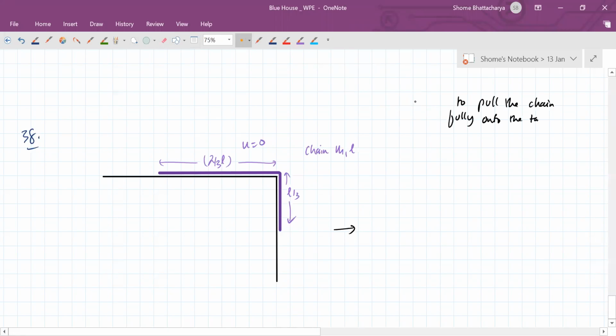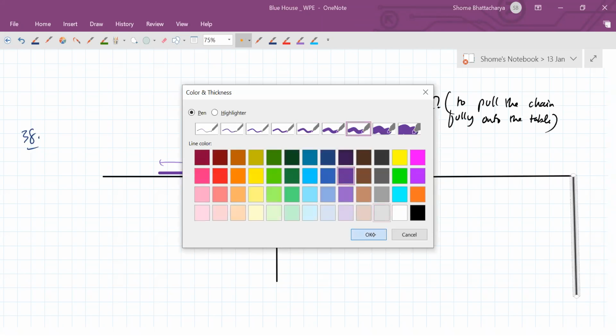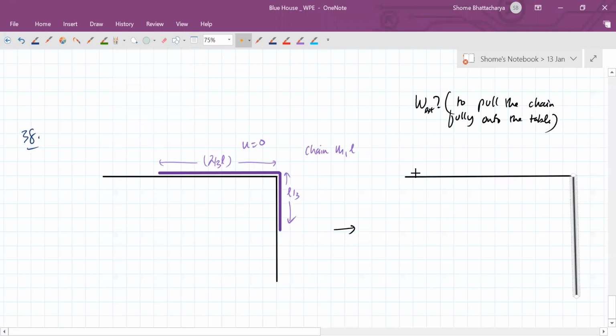We have to find the work done by an external agent to bring the chain fully back onto the table. So you want to take it from this state on the left hand side to this state, which I'm now drawing on the right hand side, where the entire length of the chain should be on top of the table. This entire length should be over here. So in this state also its velocity is zero.